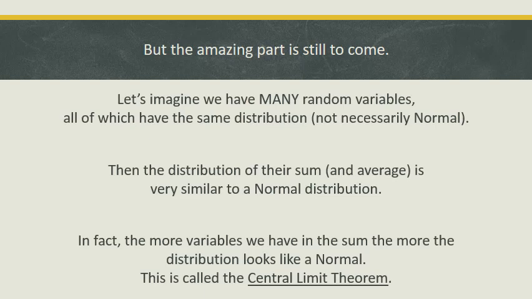This explains why the normal distribution is so important to us. You could, for example, add up many uniform distributions, and the distribution of their sum will be approximately normal. Or you could add up many coin flips, and the distribution of their sum will be approximately normal. It doesn't matter what kind of variables you begin with, as long as they're independent and identically distributed, then the distribution of their sum will be approximately normal.